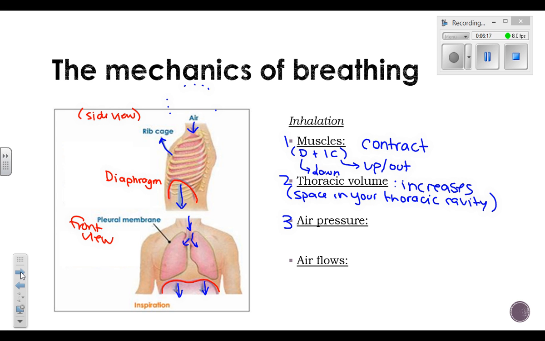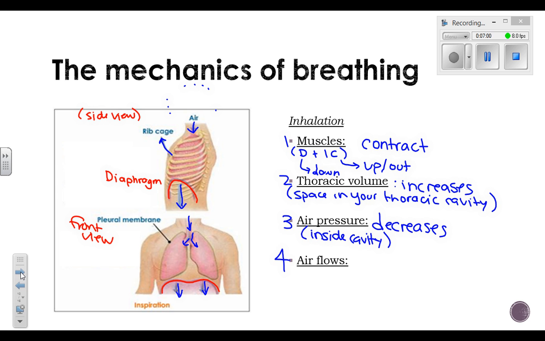So, because volume has increased, now there's more space, air pressure decreases. And we're talking about pressure inside that same cavity. If you have taken chem or you're in the midst of taking chem, you might have already learned that when pressure increases, volume decreases. When volume increases, pressure decreases. They have an inverse relationship. So, since I now have more space, the air that's in my thoracic cavity is not creating as much pressure because there's more room for it now.